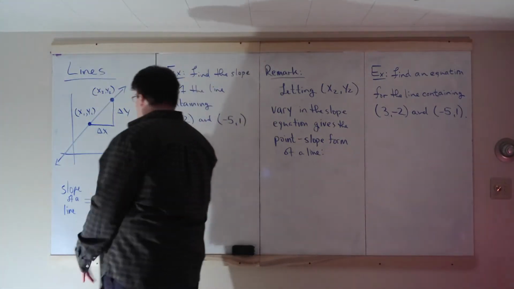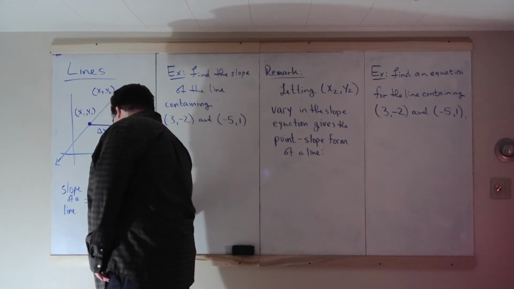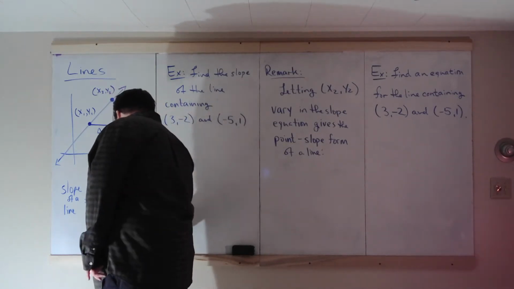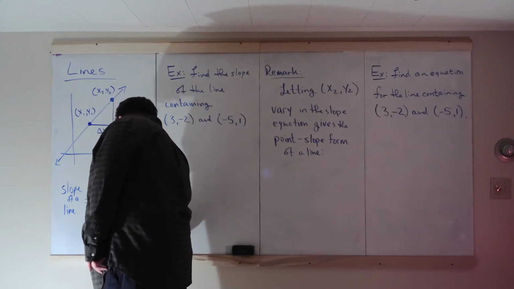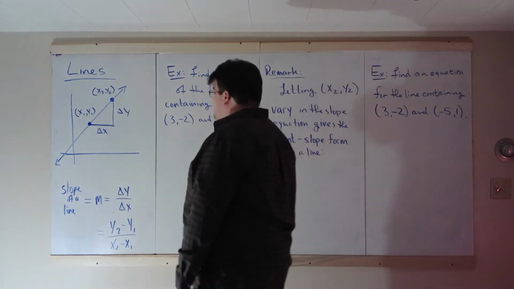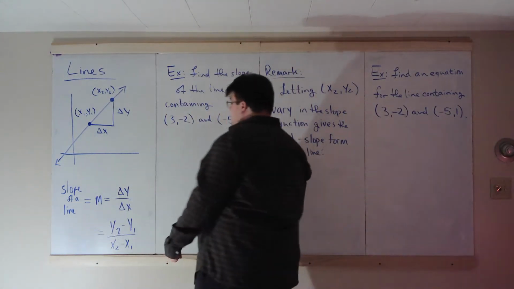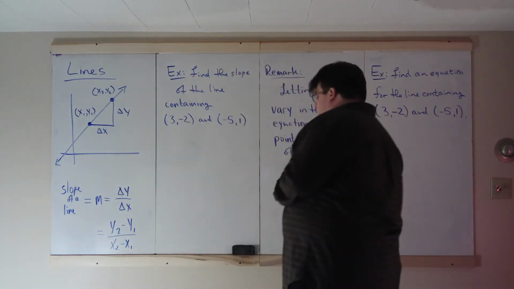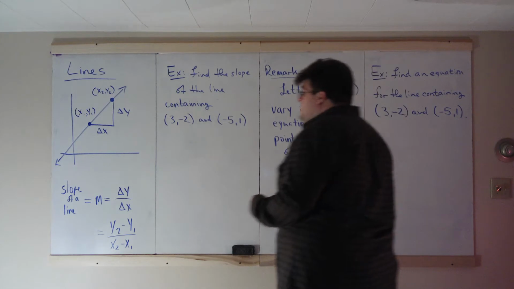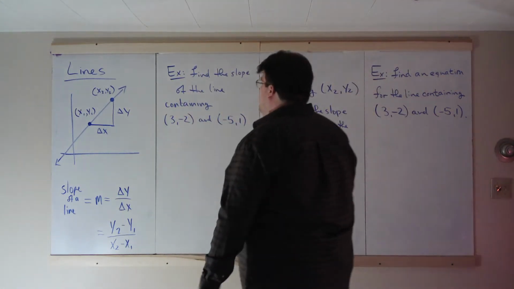Given the 2 points, you could also rewrite this formula as the change in y, so the one y value minus the other, divided by the one x value minus the other. So the slope of a line, we're going to define it to be lowercase m. That's standard. And it's defined to be the change in y divided by the change in x, which is also the y value minus the other, divided by the x value minus the other.